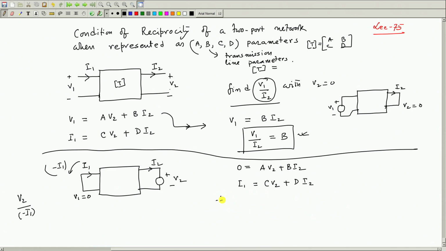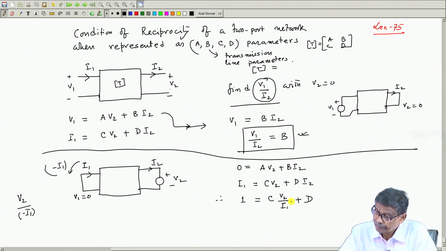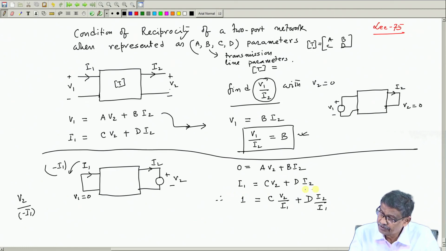Nothing is 0 here, but you want to find out V2 by I1. So, first divide by I1 on both sides, any mistake point out. So, you divide by I1, and it will be 1 is equal to C into V2 by I1 plus D I2 by I1. Is it correct? Because I have divided this by I1.